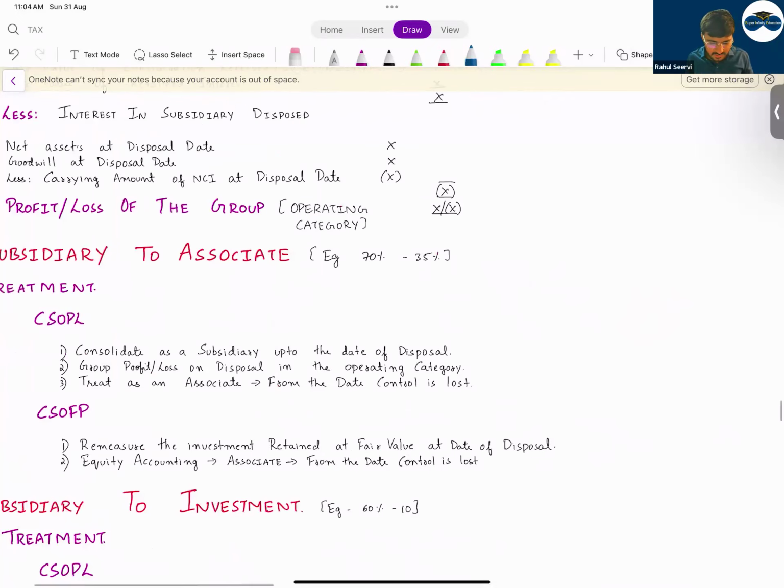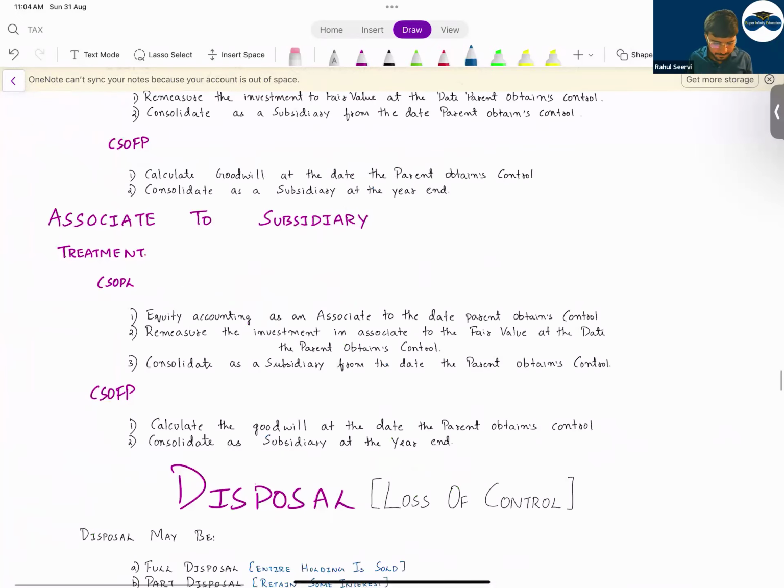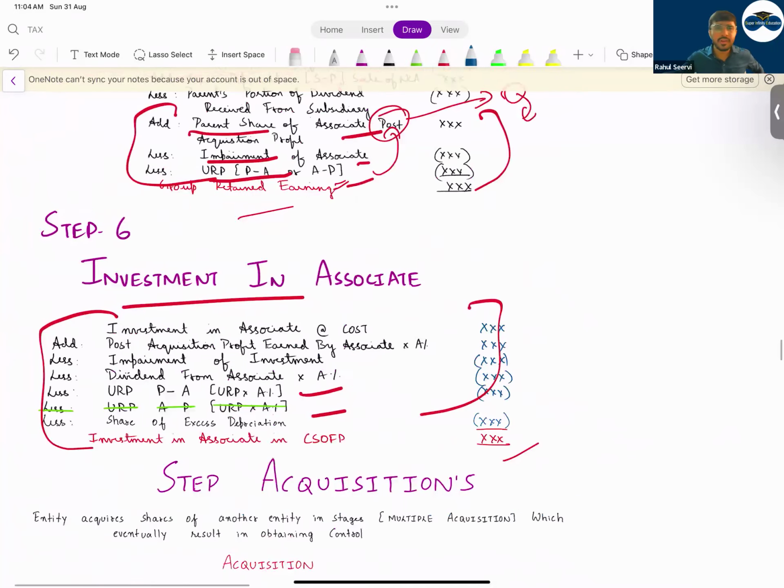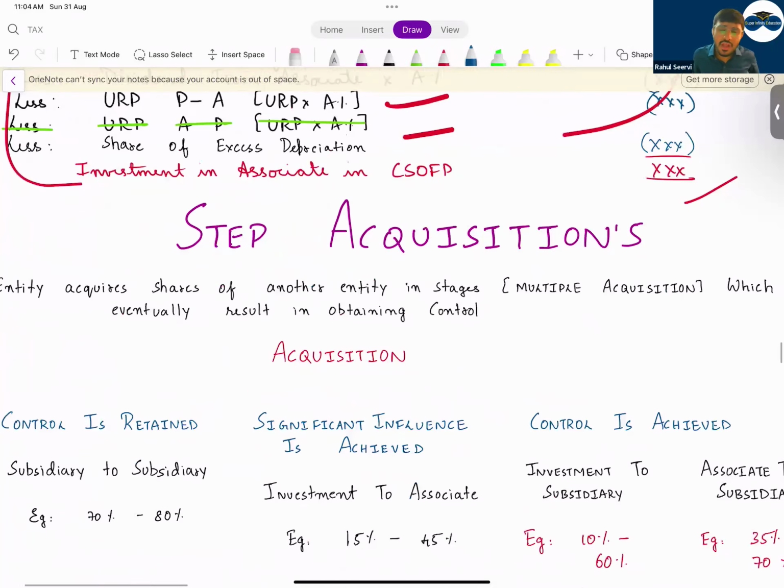Now starting with the next important topic for your SBR. The next topic which we'll be learning, step acquisition and step disposal, is very important, and this can come in your exam for 5 to 6 marks. Sometimes a theory question will come, how the adjustment should be treated or what should be done, etc. Now chalo, step acquisition.